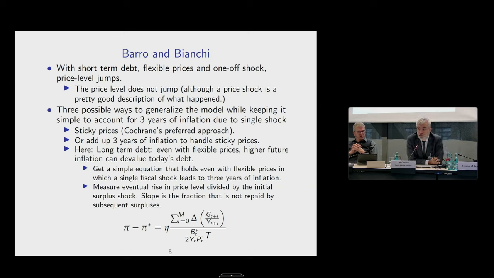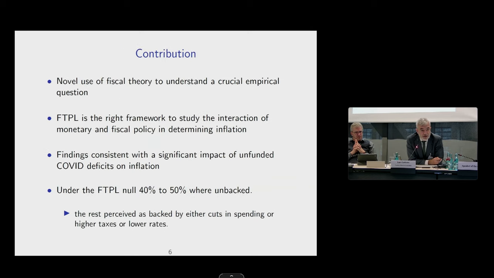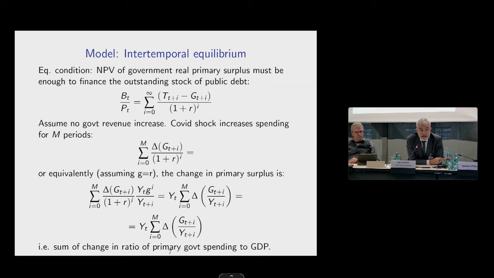So they get a very simple equation, and you can think of it as, if you think of just the OLS, as basically measuring the rise in the price level divided by the initial surplus shock, it is going to give you the fraction of the debt that is not paid by the subsequent surpluses. So it's a nice use of the fiscal theory to understand this important empirical question. I think it's the right framework because we're talking exactly about this first order prediction of the theory. The findings are consistent with a significant impact of the COVID shock, and indeed, as you saw, the numbers are 40% to 50% unbacked. So the model, I will not go through the equations. I think Francesco told you what the basic ideas are.